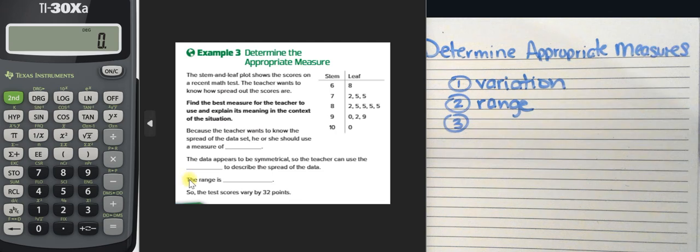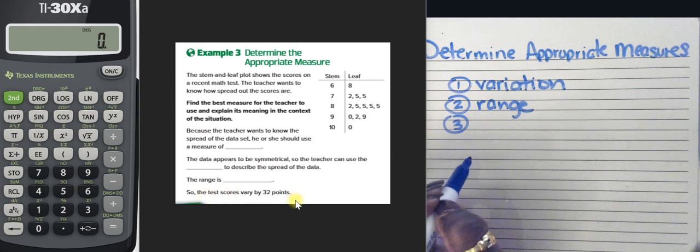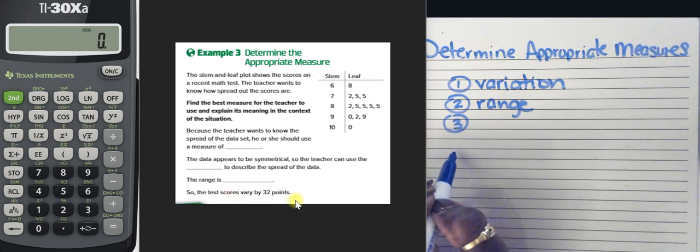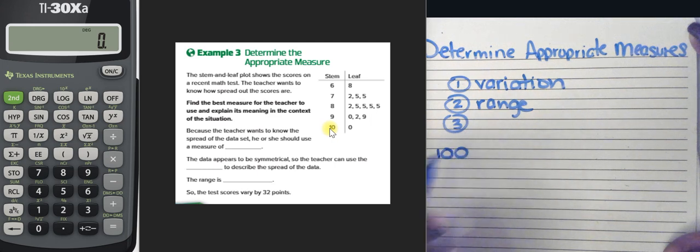And then finally, they want to know what the range is. I actually left the answer there, but we could figure that out by taking your highest number. So this is a stem and leaf plot. Remember, you take that stem and add it with the leaf. So it looks like it's 10 and then add the 0. So that's 100 as your highest number.